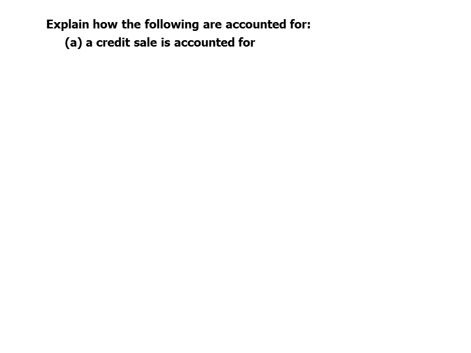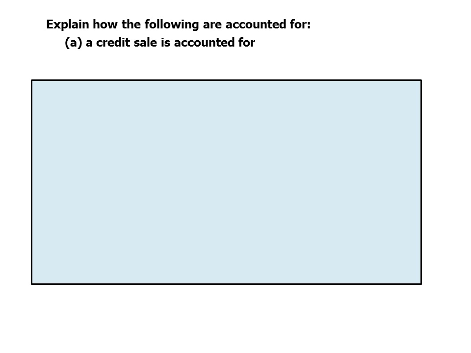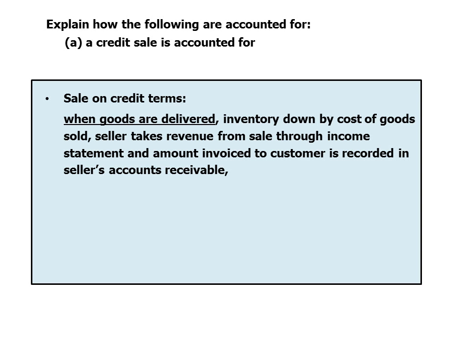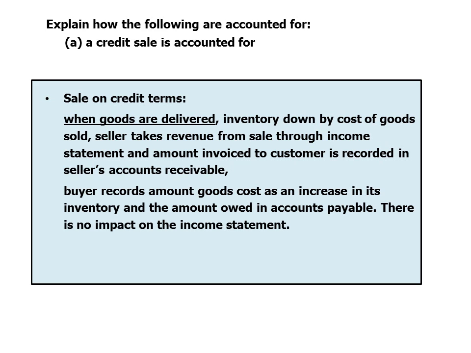And we're going to go through each one of these. Explain how the following are accounted for. So first, a credit sale. At the time that the goods are delivered, inventory is marked down by the cost of goods sold. The seller takes the revenue from the sale through the income statement, and the amount invoiced, which will be the same to the customer, is recorded in the seller's accounts receivable.